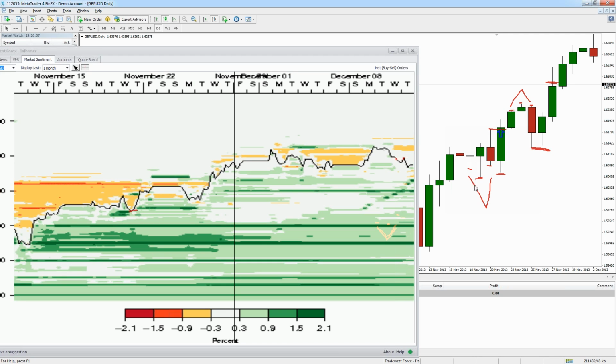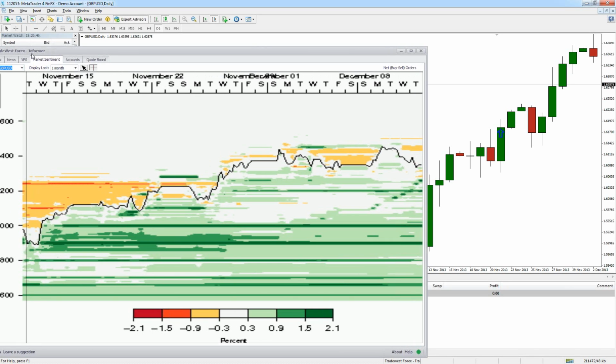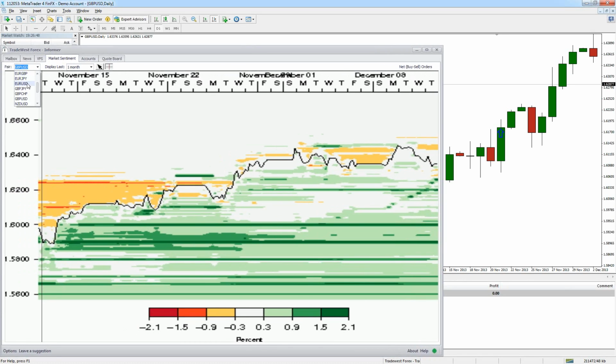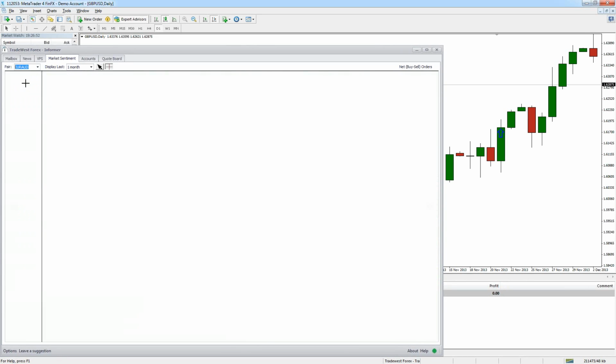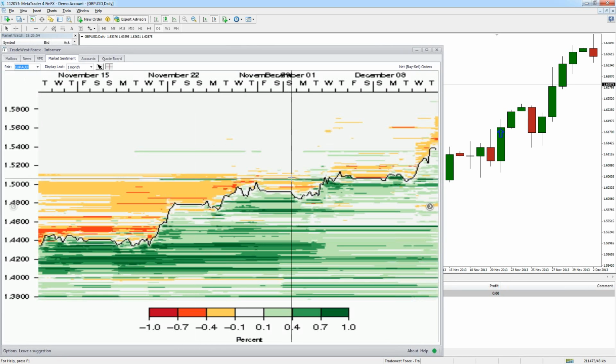So I'm going to do one more example, and then we're going to summarize, and then I'll go into the Q&A. So let's do this. Let's switch over to a less common pair, maybe something like the Euro Australia dollar. Okay, this one's always been in a major uptrend for quite a while.